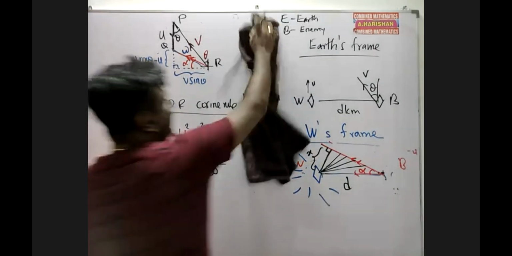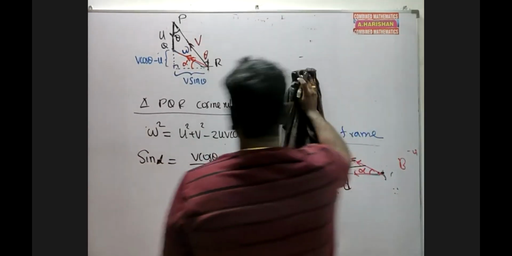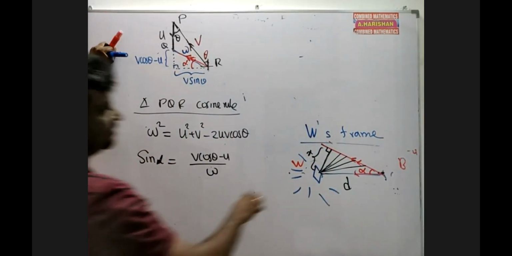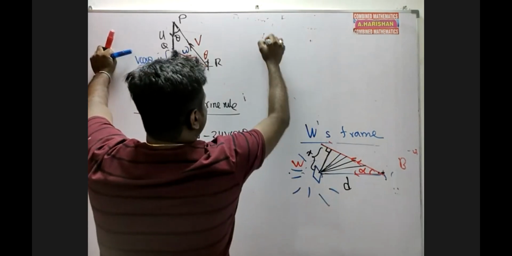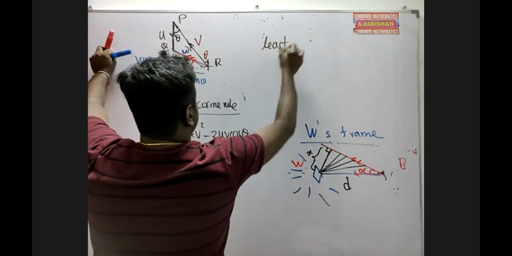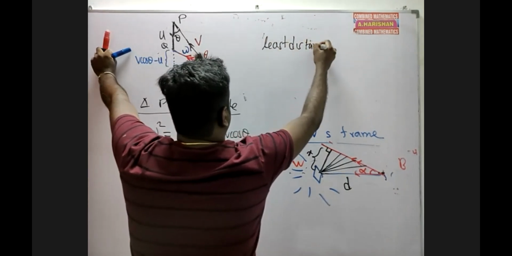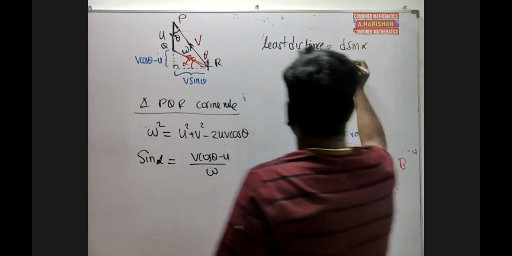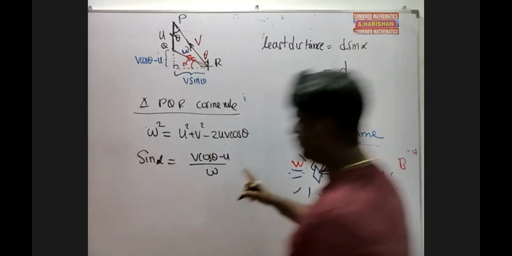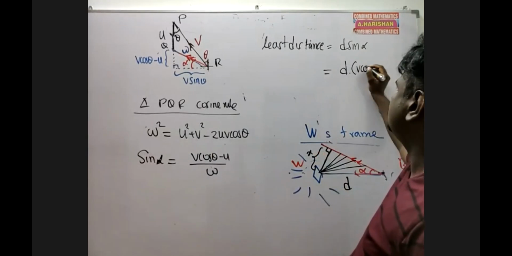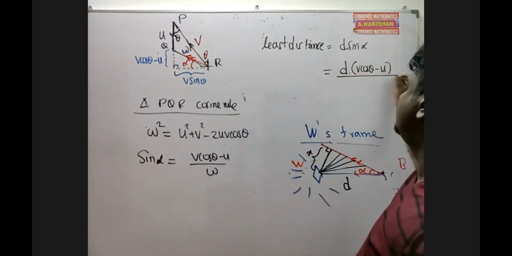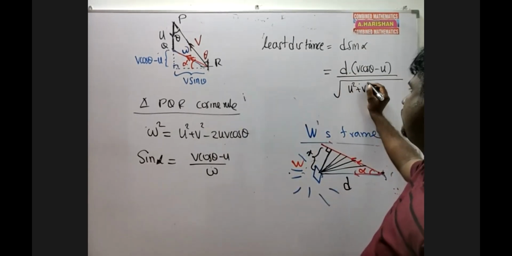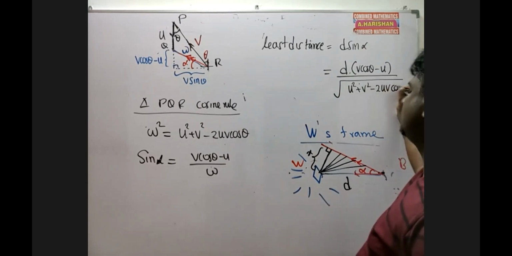Now I can erase the Earth frame and everything else, and I can follow this. So x least, say least distance, equals d sine alpha. That's it. What is d? What is sine alpha? Here you can substitute this one: (V cos theta minus u) over w, where w is the square root of u squared plus v squared minus 2uv cos theta.